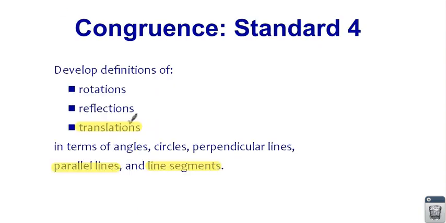Okay, so to summarize, when we're describing translations, we've done it in terms of these 2 things here. The line segments produced are all congruent, so we know something about distance, and the lines along which those segments lie are all parallel to one another, so we know something about direction as well. Hope that helps your understanding of Congruent Standard 4 as it relates to translations.